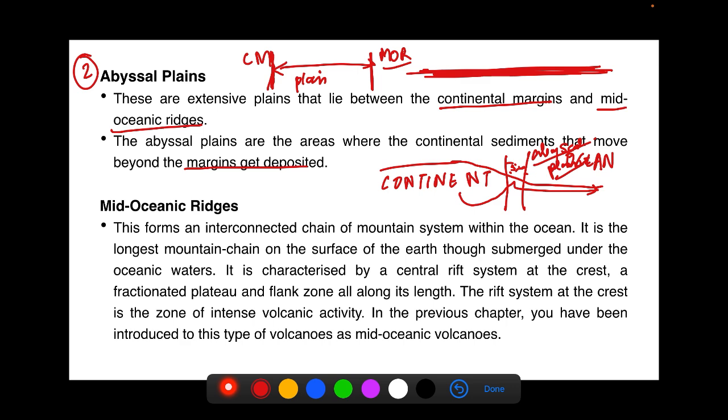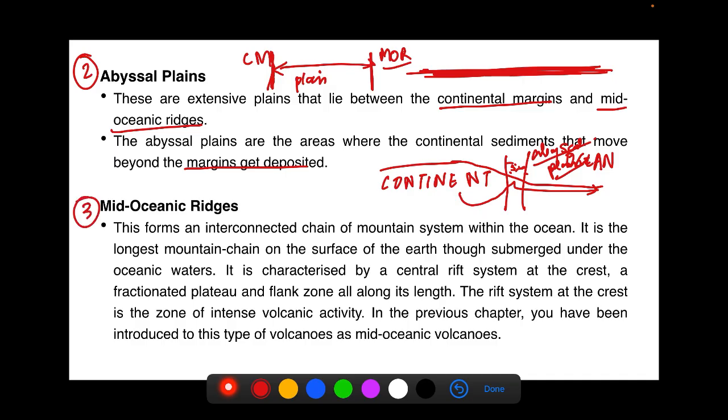Now how are these plains formed? When the sediments come from big rivers like Ganga, Brahmaputra, these particles get deposited, and what they form is plains, right? Great North Indian plains. Similarly, when these types of plains are formed below the ocean water from the sediments coming from the continent, these are called abyssal plains, and this is the second division of the oceanic floor.